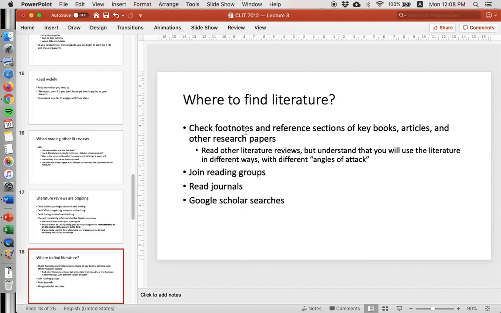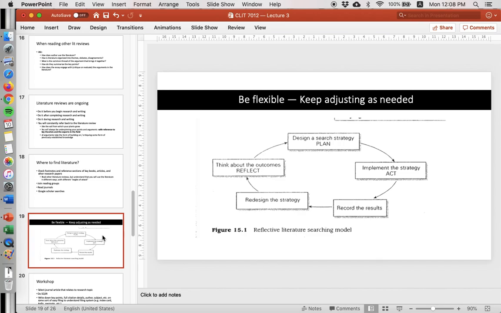Another thing you can do is join reading groups, read journals, and obviously do Google Scholar searches. You just need to keep reading. The more reading you do, the more you'll find. The more you find, then the more you'll find, and it just keeps building like that.